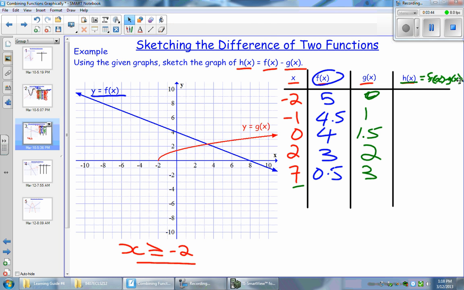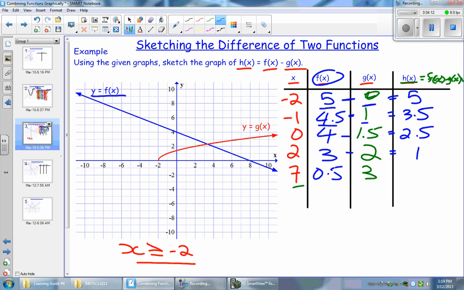My table was conveniently set up here. f of x minus g of x, 5 minus 0, is going to be equal to 5. So that's the first point right there. Let's keep going here. 4.5 minus 1 is going to give me a value of 3.5. 4 minus 1.5 is going to give me 2.5. 3 minus 2 is going to give me +1. And finally, 0.5 minus 3 is going to give me -2.5.